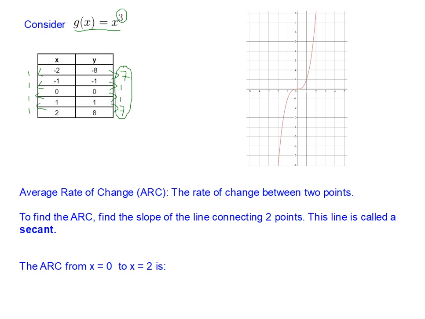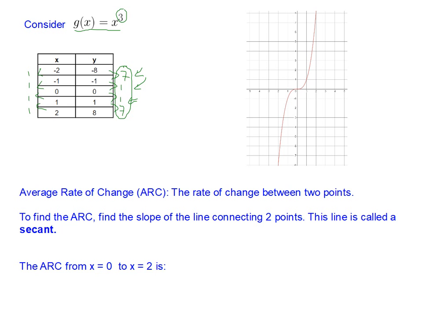The x values are changing by 1 every time, but the y values are changing by different amounts. And we can see that on the graph. If we're trying to find the rate, let's say over here compared to over here, you can see that the graph is a lot steeper way out here than it is in here. So we need to find another way to find the rate of change for a function that's nonlinear.